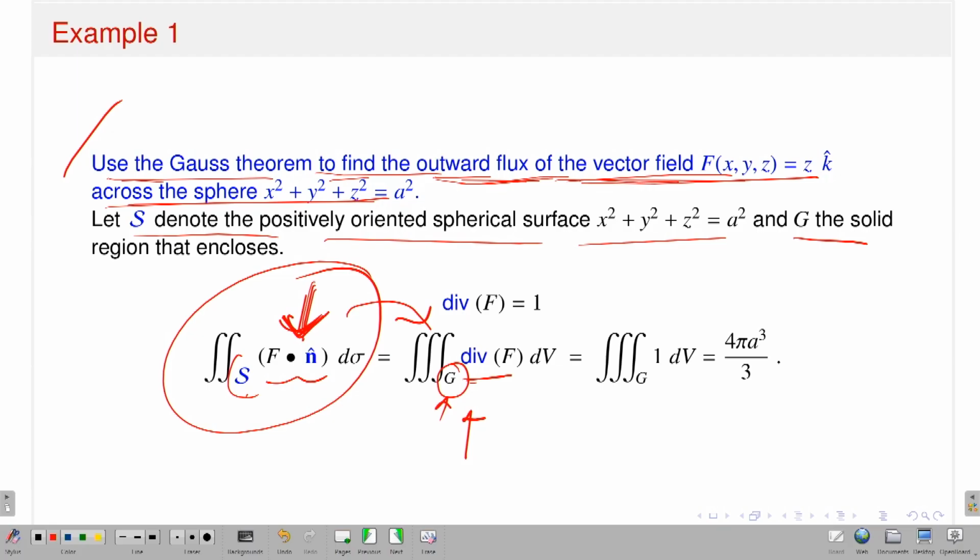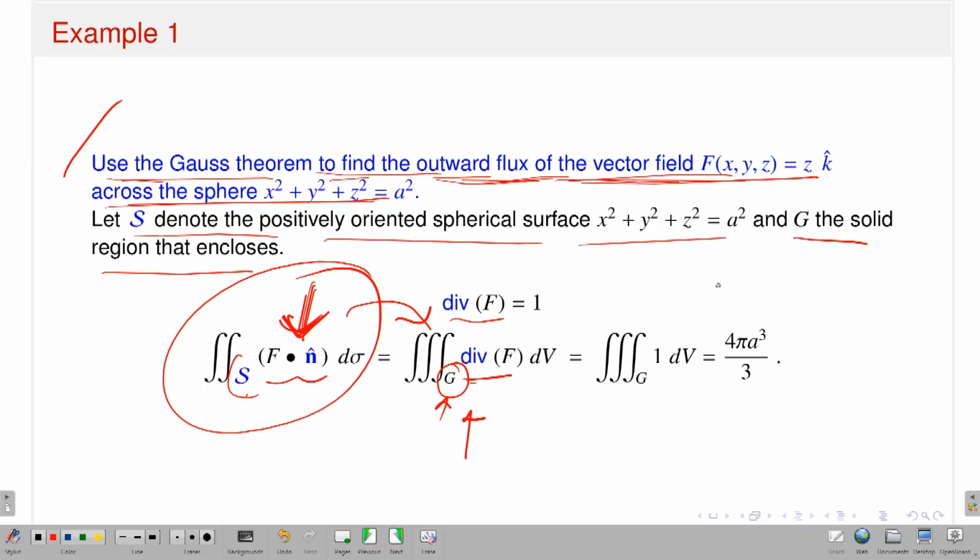And then let G be the solid region that encloses. Now if I have a sphere x square plus y square plus z square is equal to a square, that means the region G which is bounded by this sphere, then you have to just calculate the divergence of F. Now your capital F is given.